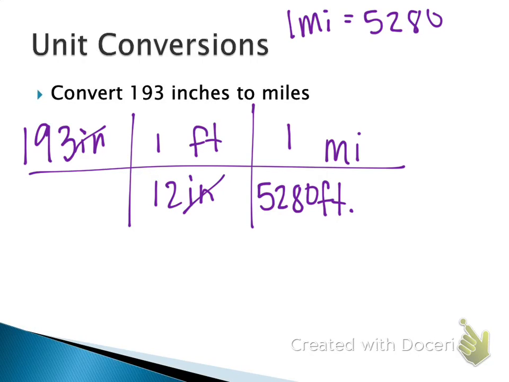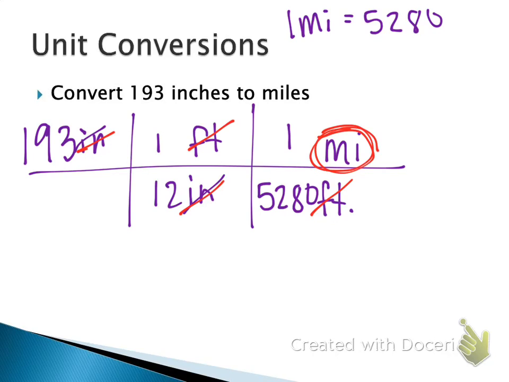All right, so now I'm going to check my units. I canceled feet, I canceled inches, I'm left in miles, that's what I want. The top right unit should always be what you want your answer in. If I want to end in miles, it should always end up right there in my t-chart. All right, now to do the math, I multiply across the whole top, divide by the whole bottom.